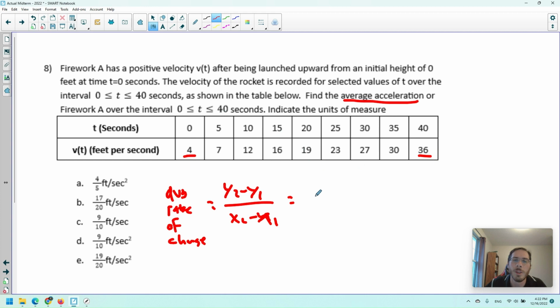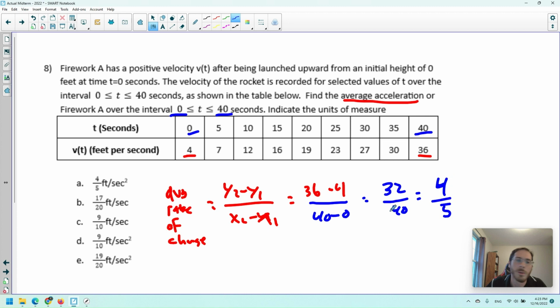So in this case, from 40 to 0 means we're going to go from 36 minus 4. And we have to go from 0 to 40. So we'll go 40 minus 0. So 32 over 40, which is 4/5 if we reduce it. This is the only choice that has 4/5. We have feet per second. When we do the derivative, we go one more. So feet per second would turn into feet per second squared. So our second squared is correct. So that was number 8.